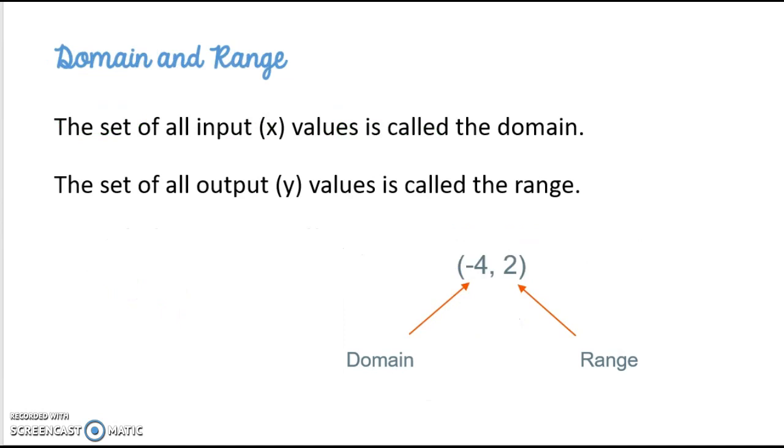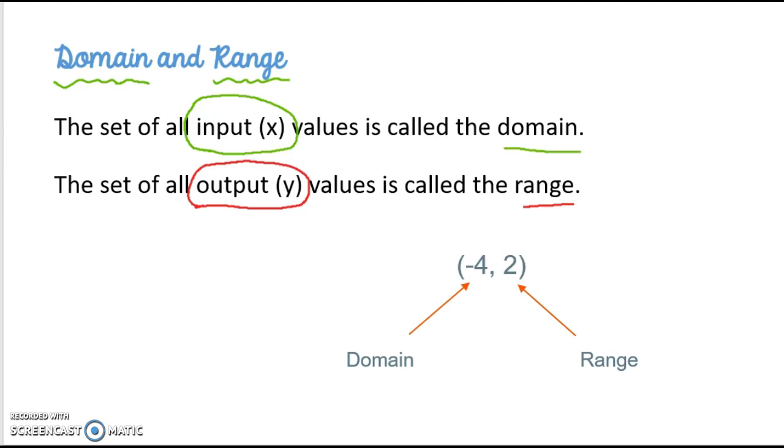And all of these relations have a domain and a range. A domain is the set of all input values. So our input values are x, and that is our domain. Our output value is all of our y's, and that is called the range. So again, our domain is our x values, and our range is our y values. So you can see here, domain is the x value in the ordered pair, and the range is the y value in the ordered pair.